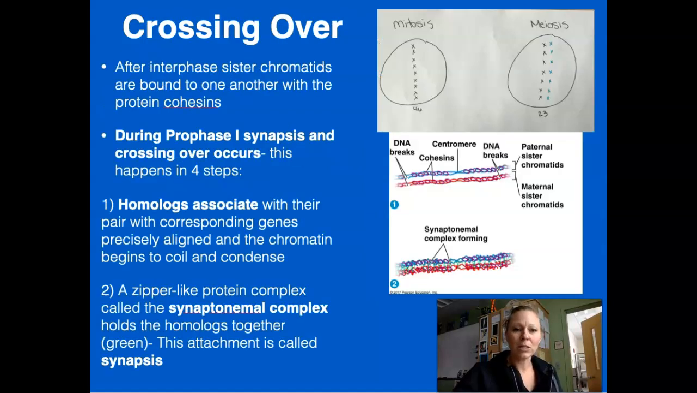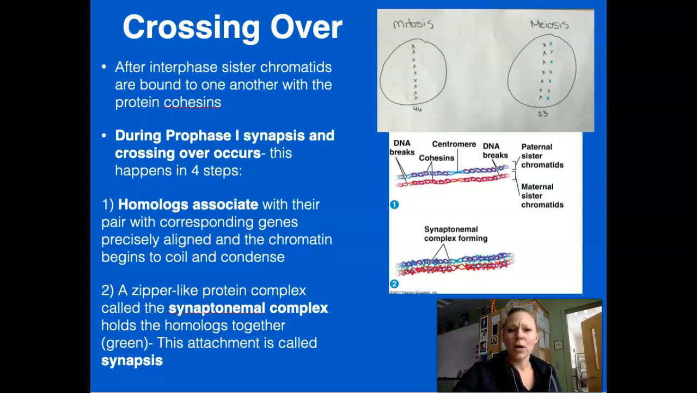The first one is crossing over. Crossing over occurs after interphase or during prophase 1. This is called synapsis and crossing over. So remember that it happens during prophase 1 only and not prophase 2.